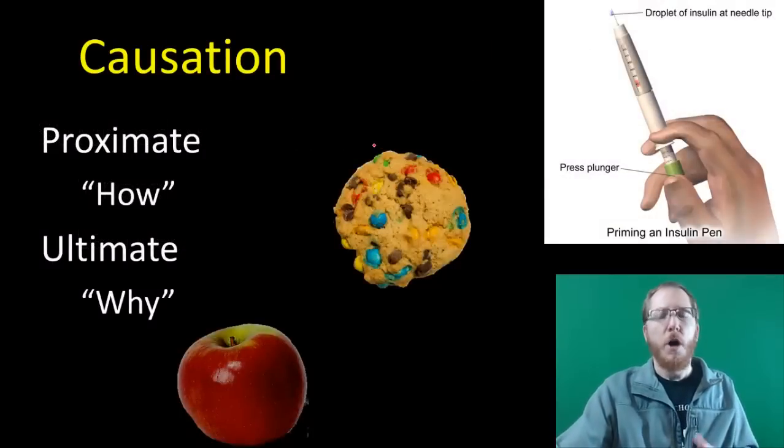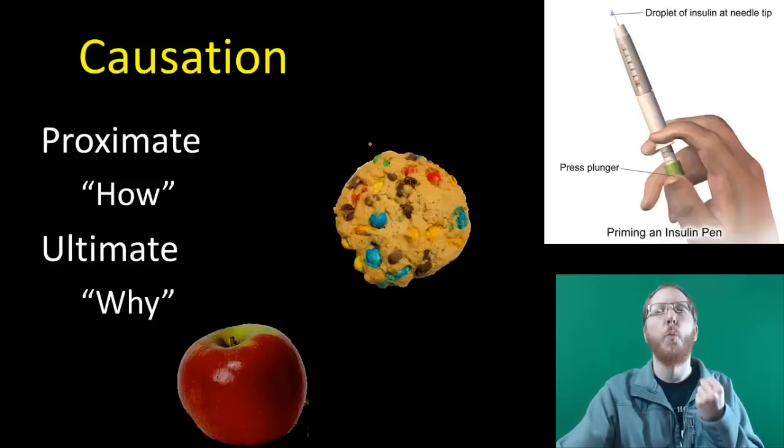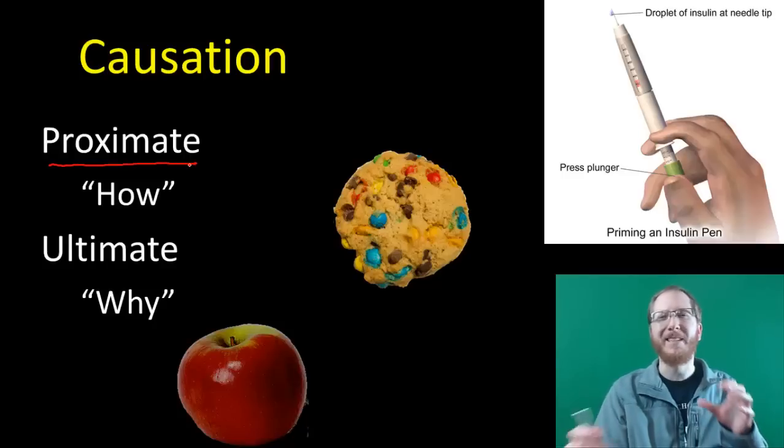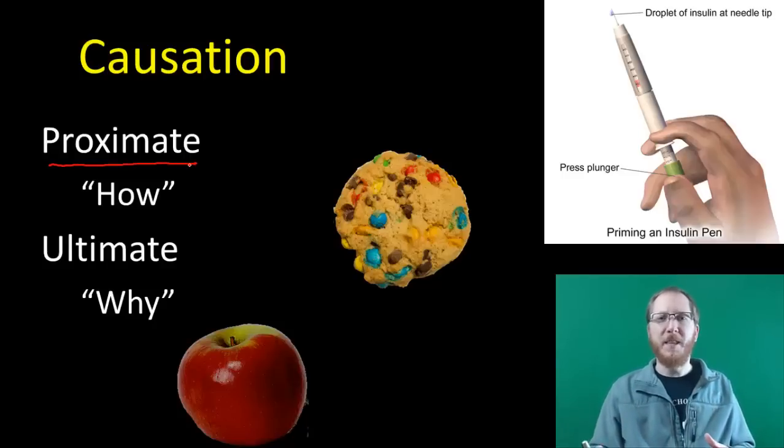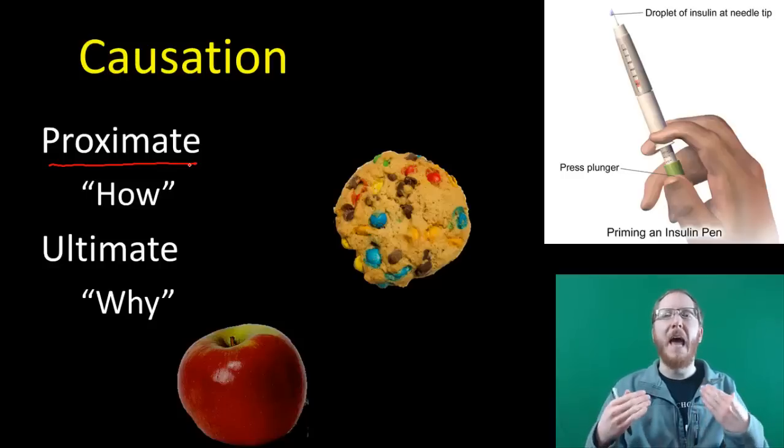Now, when we're talking about behavior, one of the key things we care about as scientists is causation. Why are you doing this? The two ways this works: the proximate cause is the simpler, certainly the more apparent one, which is how does this happen?